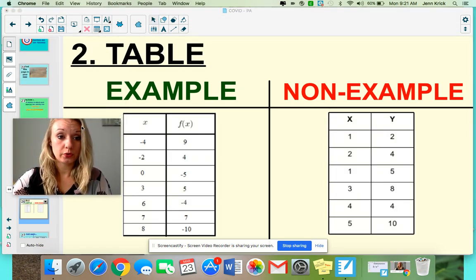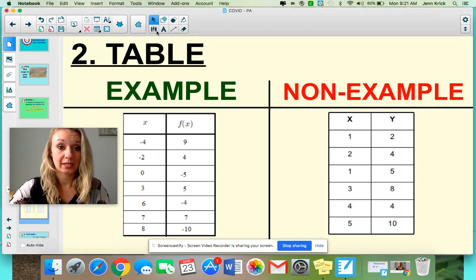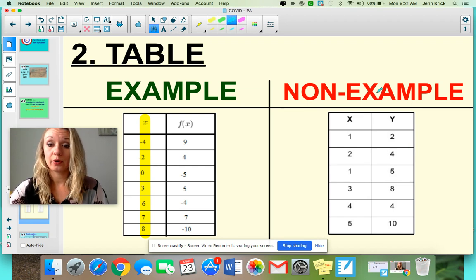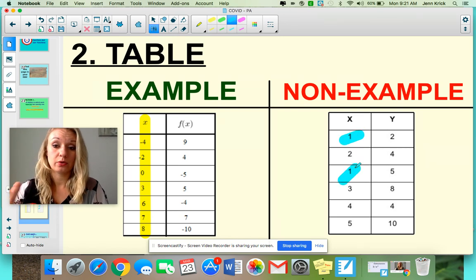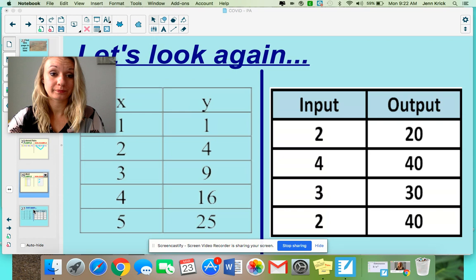For example 2, when we're looking at tables here, again, you only have to look at your x categories. So when you're looking at this table, I'm just looking here at my x's. So I've got -4, I've got -2, 0, 3, 6, 7, 8. Even when I read those down the list, they're all different, which makes it an example. But over here for your non-example, I've got 1, 2, 1. Notice that you have 2 of the same x's. That makes it a non-function. As soon as you see the repeat, you can just kind of keep going because you've already figured it out.